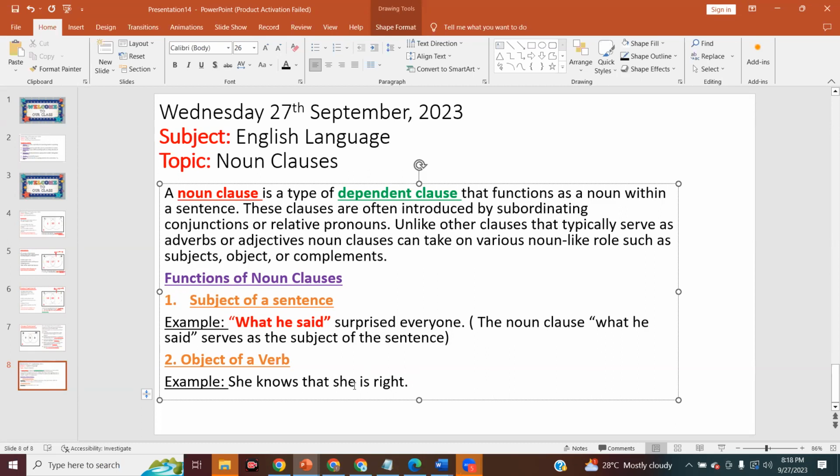Can someone tell me the verb in this example? What is the verb? Let me see. Put your answers inside the chat. What do you think is the verb in this example? What is the verb in this question? All right, don't just put what everybody put. Put what you think.